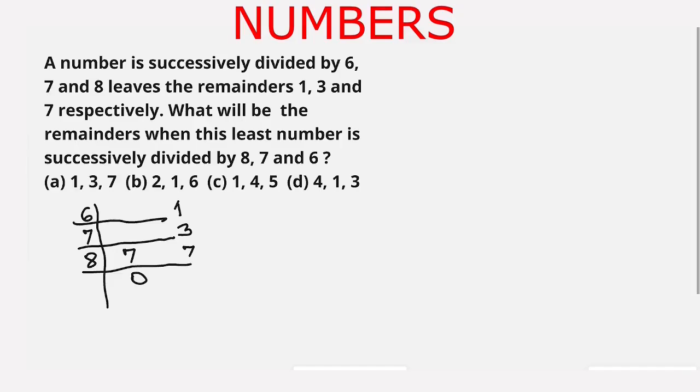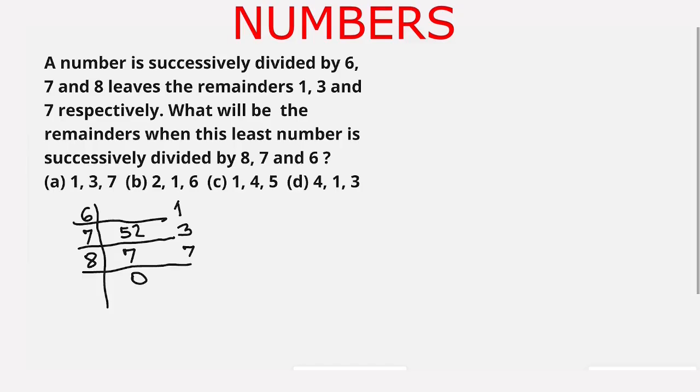Now the divisor is 7, quotient is 7 and remainder is 3. 7 times 7 is 49 plus 3 is 52. It means that when the quotient 52 is divided by 7, the new quotient becomes 7 and remainder is 3. Now the given number is divided by 6 for 52 times and remainder is 1.